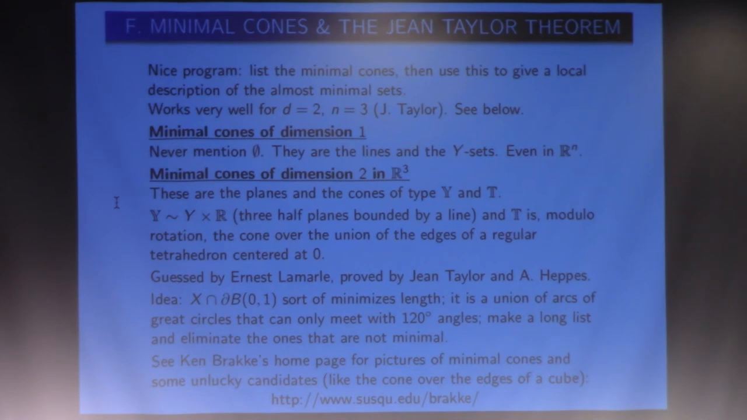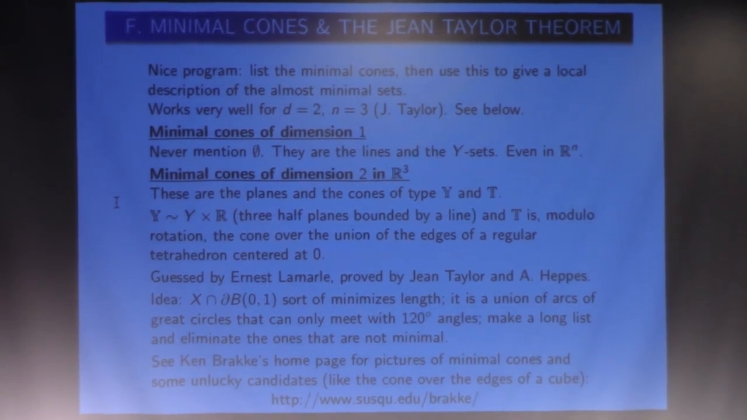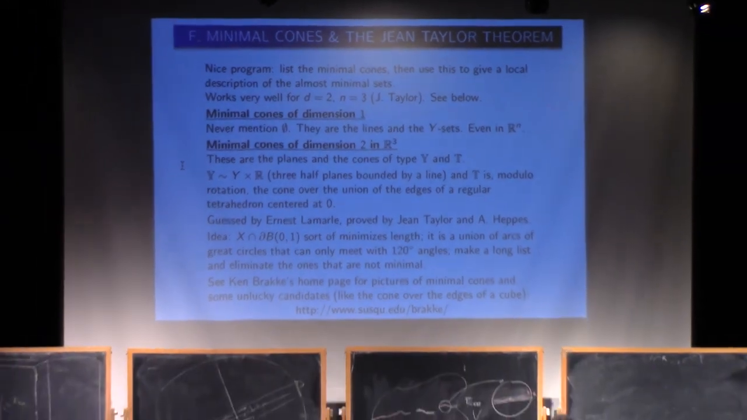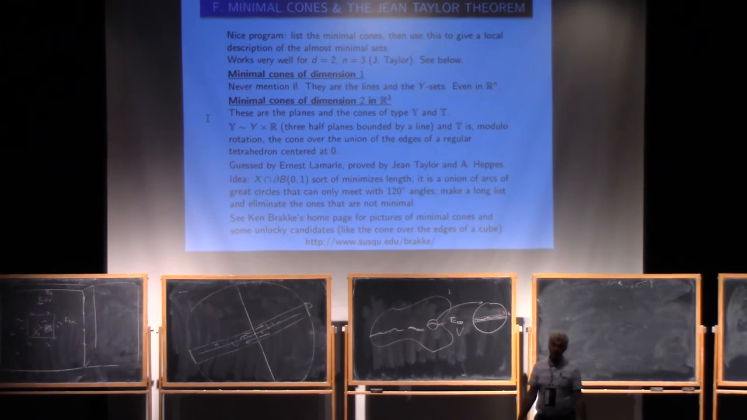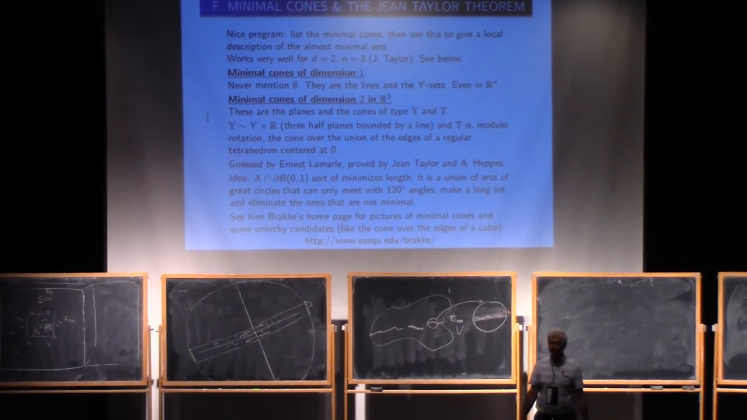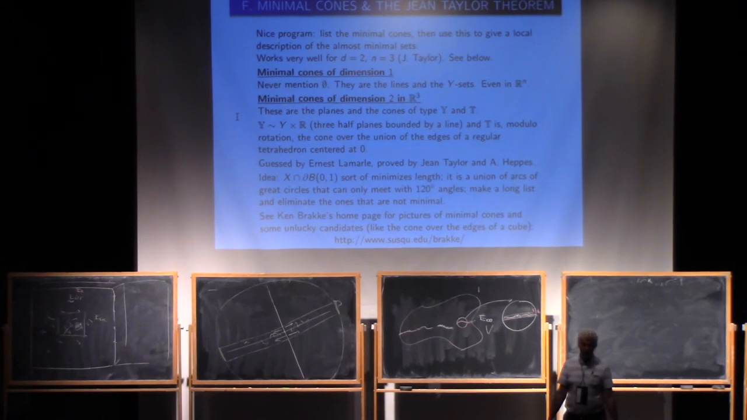The next step is to look at a minimal cone of dimension two, because when you look at a minimal cone of dimension two, you might take the intersection with a sphere, and you have to draw a picture on the sphere. It's a set which is not exactly minimal, but it's sort of minimal on the sphere. So you could try to understand how it happens by your knowledge of one-dimensional minimal or almost minimal sets, get a description of the intersection with your sphere, and continue, okay?